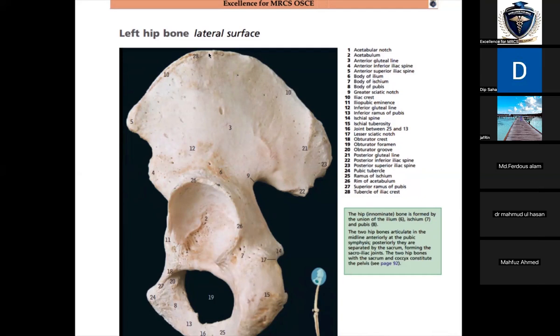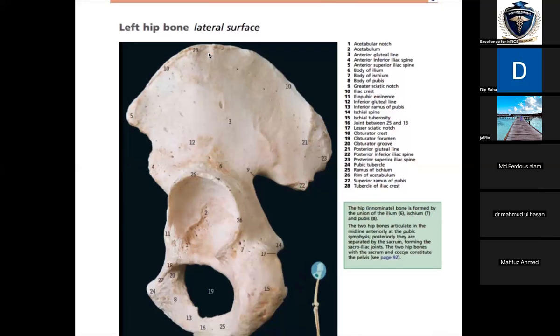Now we are coming to number 22. This is called the posterior inferior iliac spine. From this area, one muscle comes. Do you have any idea which muscle? Piriformis. Yes, the piriformis muscle. So from the posterior inferior iliac spine, the piriformis muscle comes.